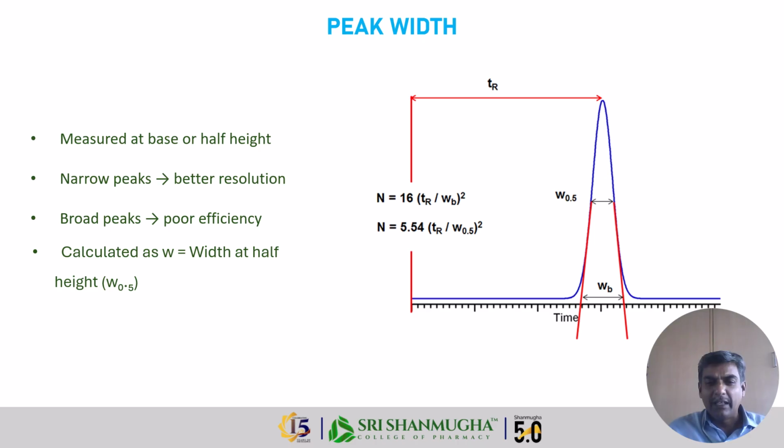When the width is very low, the peak will appear very narrow. That kind of peak is considered a good peak, and it will improve the resolution between the peaks. If the peak gets broader, it will reduce the resolution and lead to poor efficiency. This is calculated as W, that means width at half height. This can be represented as W subscript 0.5.